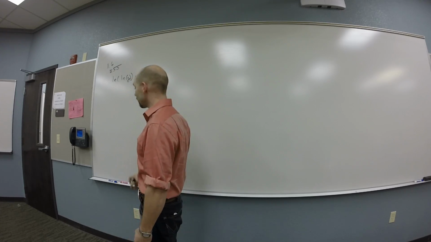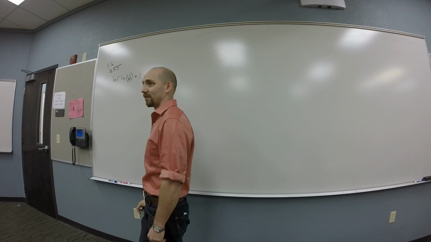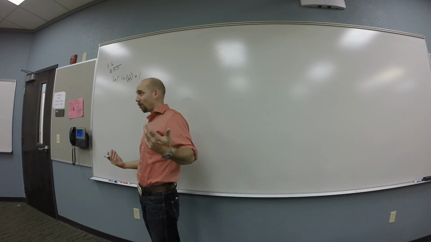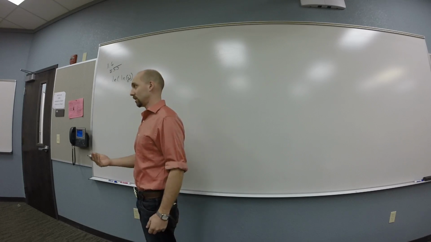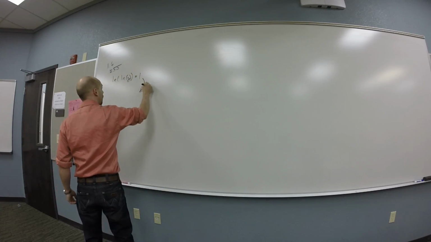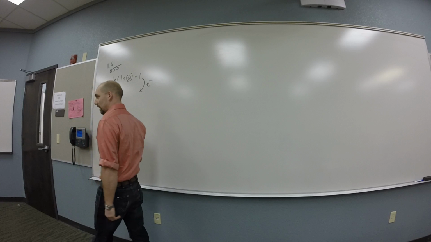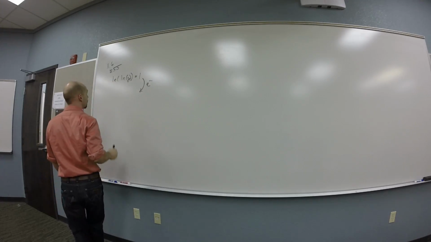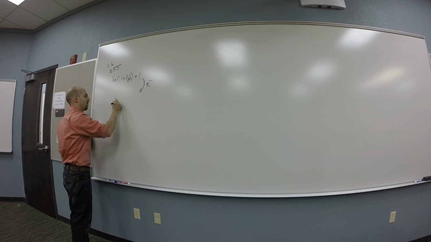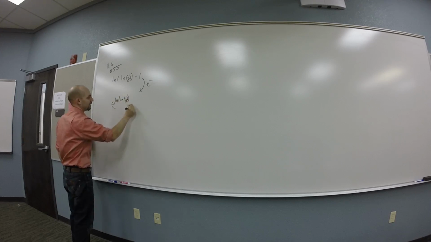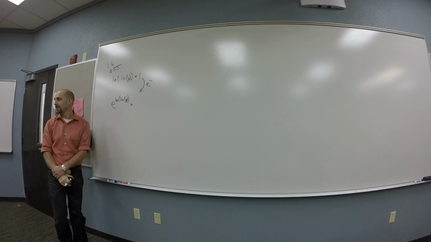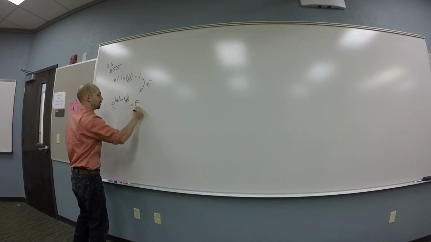So how do I unlog something? I put it to the power of the base, right? The base in this case is e. So I apply the raise-everything-above-an-e function to both sides. So I get e to the log of y is e to the 1, which is just e, right?